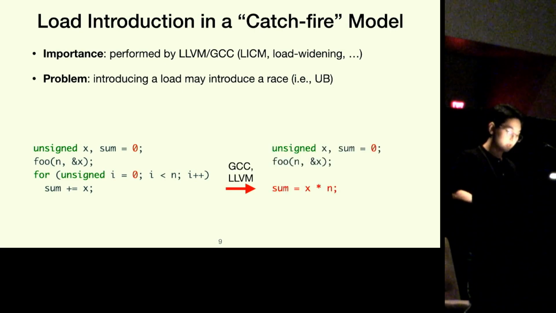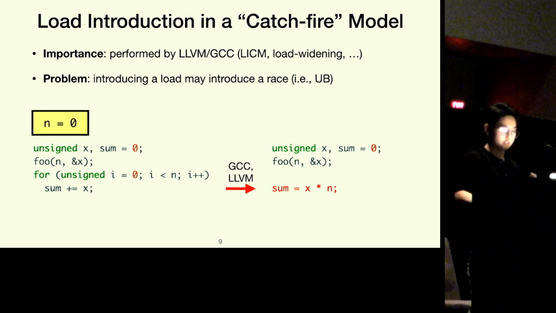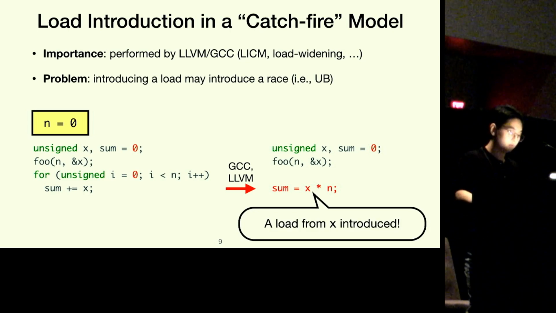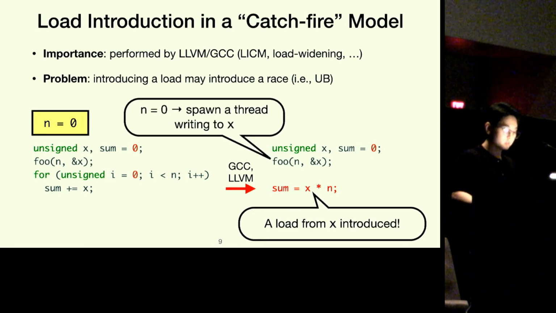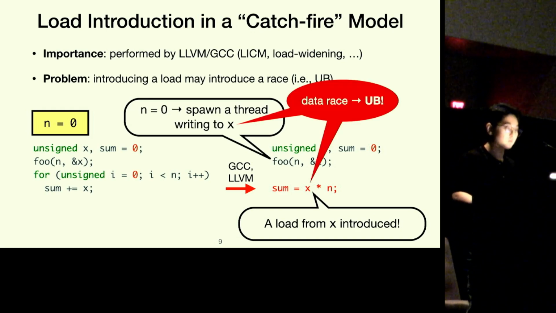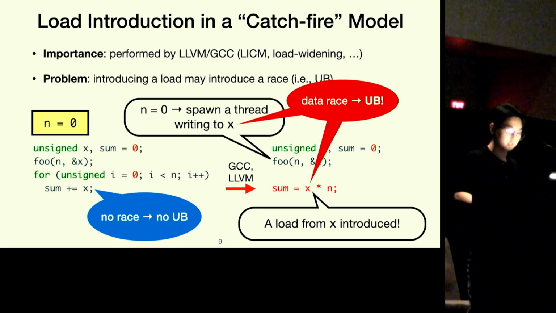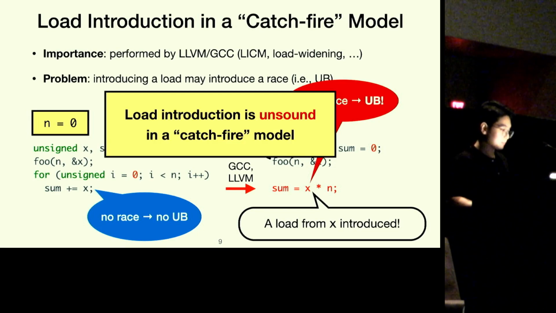Both LLVM and GCC optimize this program into a single multiplication. Let's consider when n is 0. Then, this optimization introduces a load from x. Now, suppose that the unknown function foo spawns a thread concurrently writing to x. Then, the read from x races with the write by foo, leading the program to be undefined behavior in a catch-fire model. On the other hand, there is no undefined behavior before the optimization because there is no read from x at all. Therefore, this optimization is unsound in a catch-fire model.